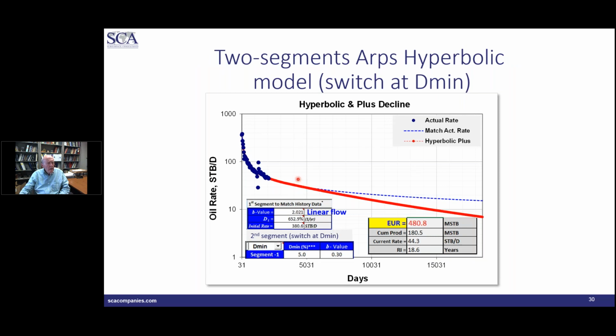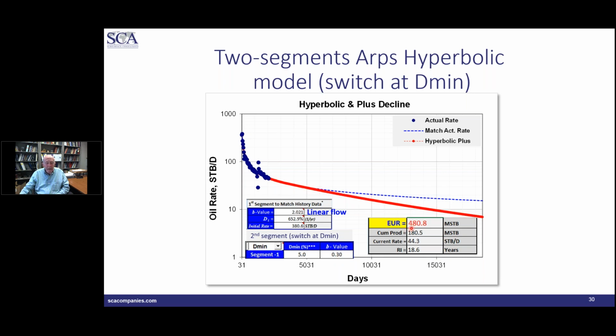So here's what I believe is a better forecast. In this case, we switched from the early fit with a B of 2 to a fit during boundary dominated flow. We switched when the decline rate reached 5% per year, and the B value that we used for forecasting after that switch was 0.3. Now, where does that number come from? That's Fetkovich's recommendation for the B value for a well in boundary dominated flow for a solution gas drive reservoir. And so I believe this is the more defensible forecast.